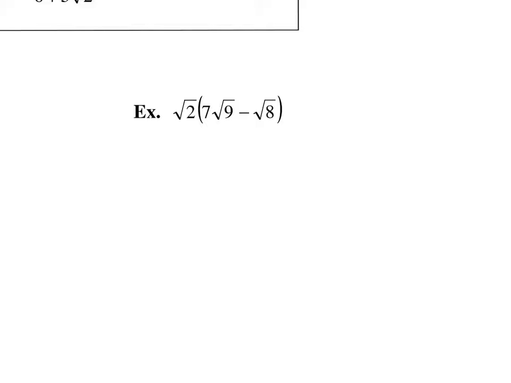So let's try it again here. We're going to do outside times outside. So that would be 1 times 7 is 7. And then inside times inside will be square root of 2 times square root of 9 makes square root of 18. Then we'll do the same thing here. Outside times outside is 1 times negative 1. So that would be a negative sign. Inside times inside will be square root of 16.